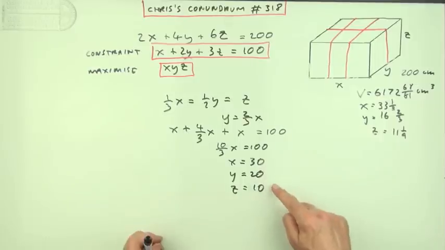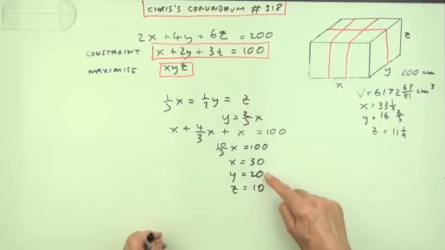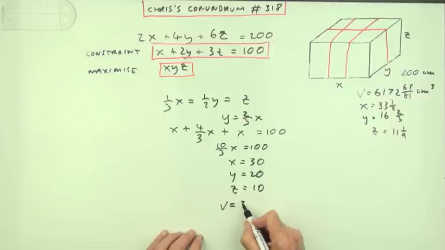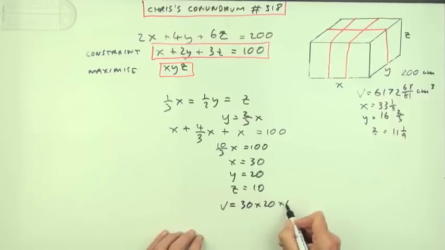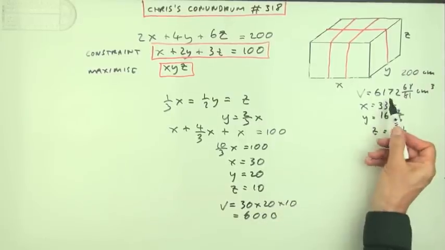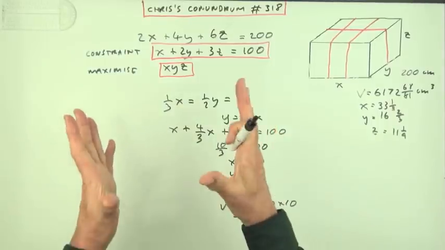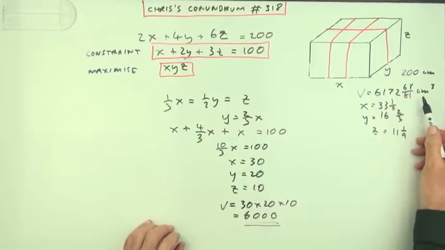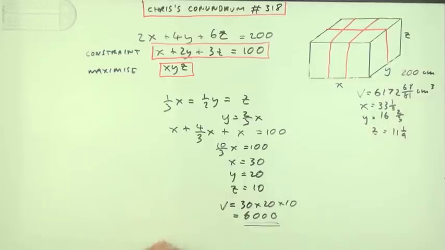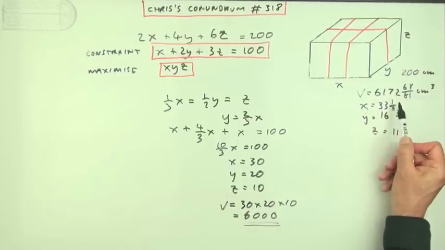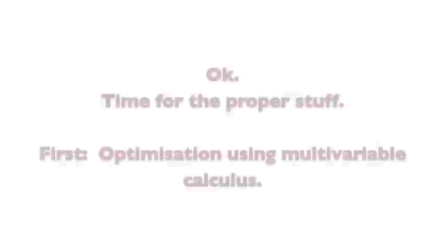And you can quickly check that that's correct for the 100. One of them and 2 of them and 3 of them make 100. But what kind of volume do I get from that? What's 30 times 20 times 10? Well, that's 6,000. Well, it's closer. Better than the other one. Better than a big cube having 6 little cubes, but still not the maximum. So it looks like this could be the maximum. The maximum volume is 6172 and a bit centimetres cubed.